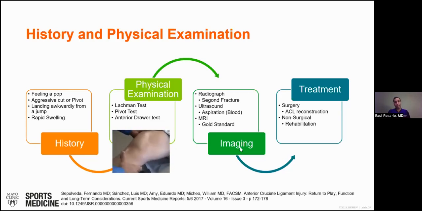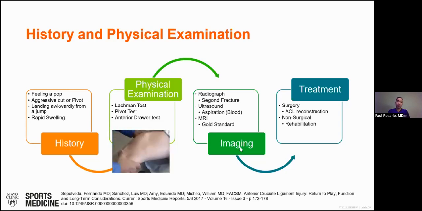And the pivot shift test, which is another one, but that one is kind of hard to do, because basically you're trying to do the dynamic valgus with movement, and the patient doesn't like it. So it's hard to do. Sometimes we do it more in the OR because the patient is asleep, and we can test the knee for stability. And then the anterior drawer test can also be considered.